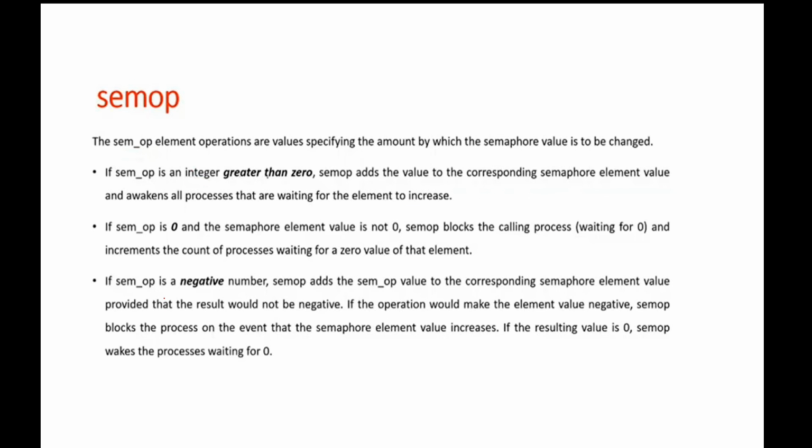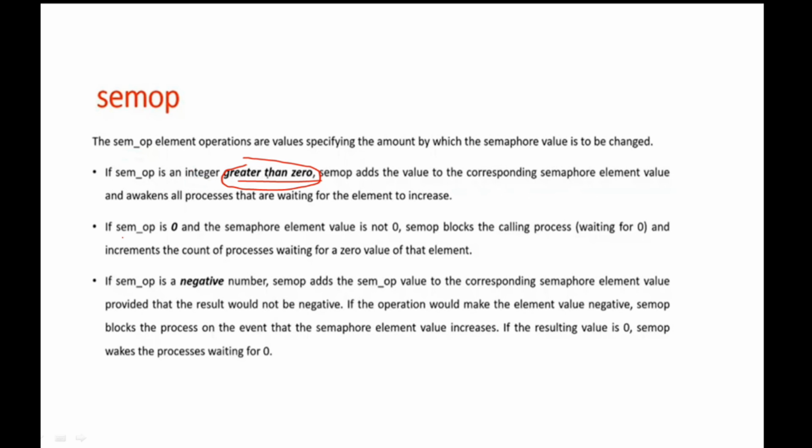So the sem_op element operations are the values specifying the amount by which the semaphore value is to be changed. If the sem_op is an integer which is greater than 0, semop adds the value to the corresponding semaphore element value and awakens all the processes that are waiting for the element to increase. If you are going to perform an operation which is greater than 0, here you are going to wake up all the processes which are actually waiting for that semaphore by incrementing the value of that semaphore.